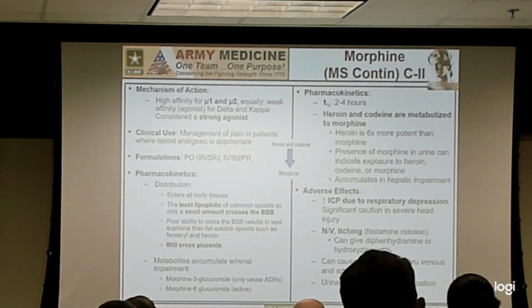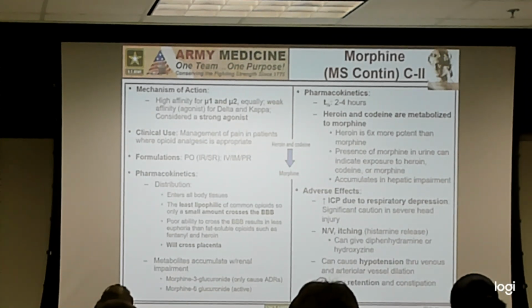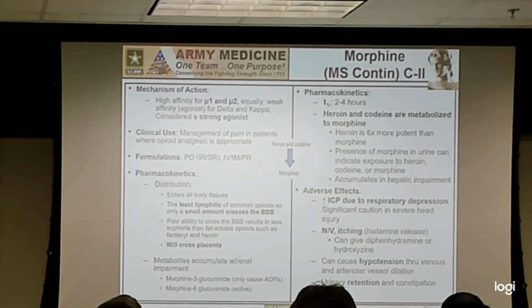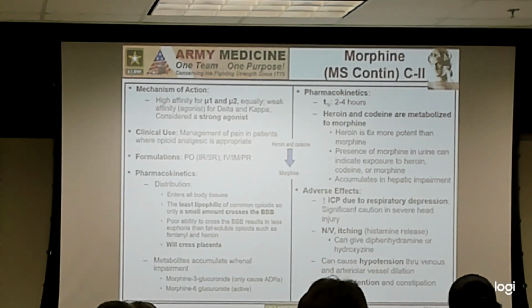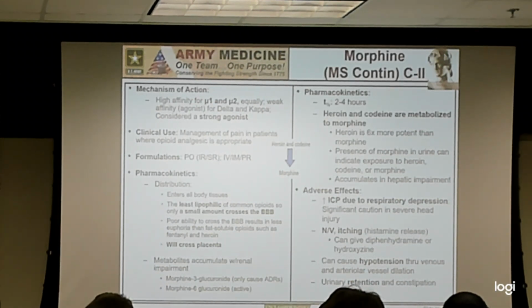It is a C2, so highly controlled medication, very good for pain. As you see, it has high affinity for our M1 and our M2. Seeing that you have that M2 high affinity as well, that means that you're going to be looking out for those side effects because they're likely to happen. So this is considered a strong agonist. You see that it can also weakly bind to your delta and your kappa, but what we're looking at more so here is the fact that it's a strong M1 and M2.